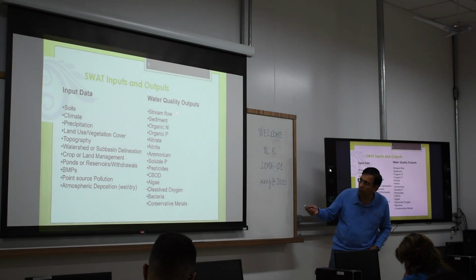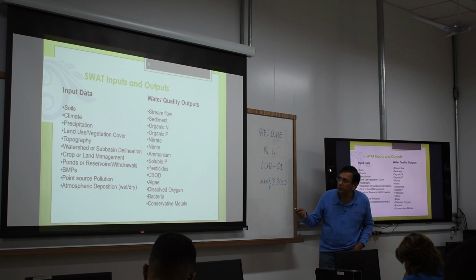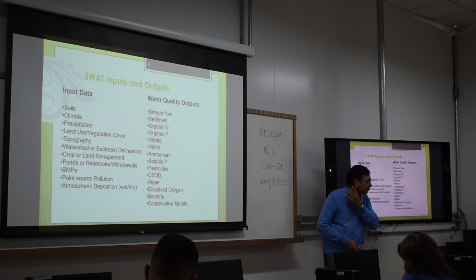And these are all the different outputs that you'll get from the model. Okay. All the way from stream flow to sediment to nitrogen, different forms of nitrogen, different forms of phosphorus, ammonia, pesticides, different forms of biological matter like algae and chlorophyll, and then dissolved oxygen, bacteria, and metals. Okay.